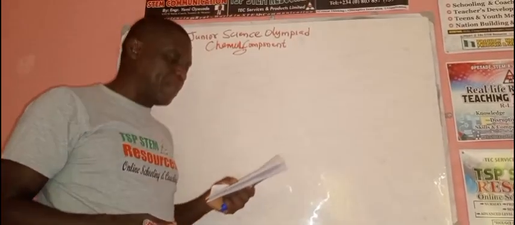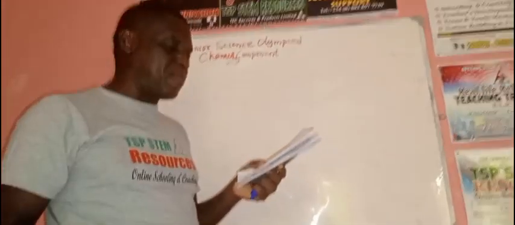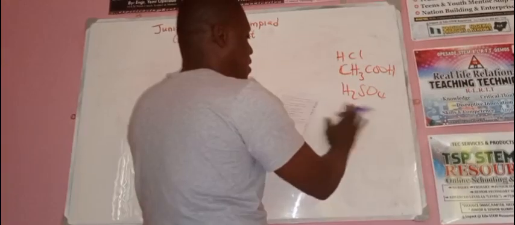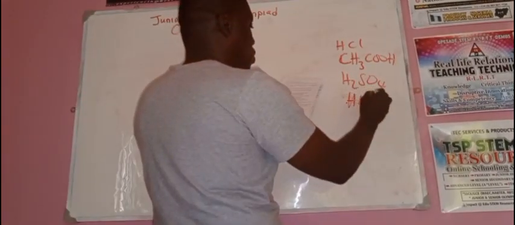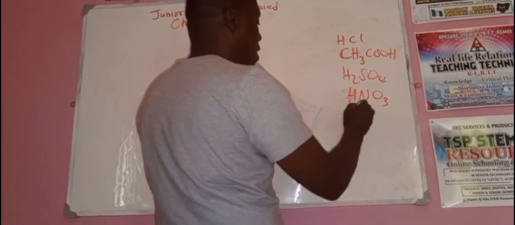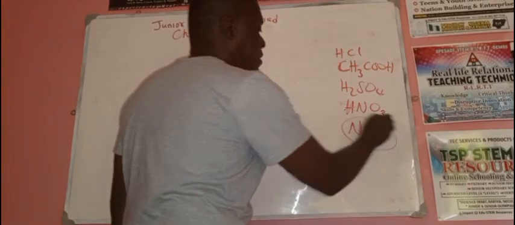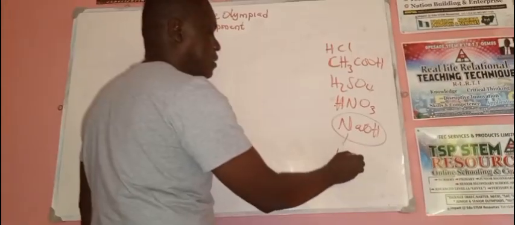time. Question number one: which among these is not an example of acid? We have hydrochloric acid (HCl), ethanoic acid CH3COOH, sulfuric acid H2SO4, nitric acid HNO3, and sodium hydroxide. Now the answer is sodium hydroxide. This one is basic. It's an alkaline.